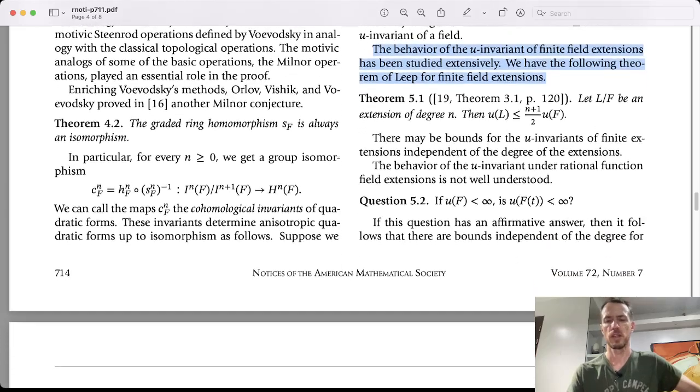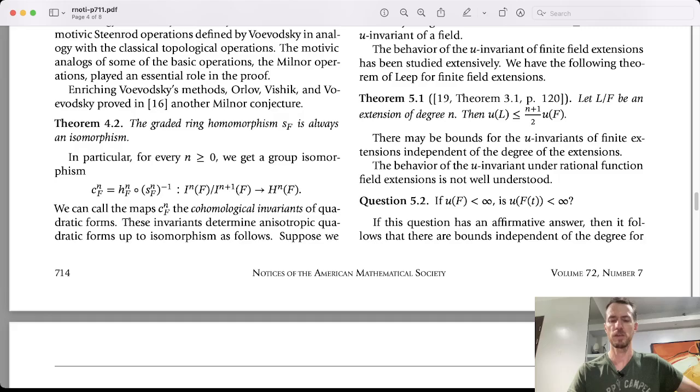Theorem. Let L over F be an extension of degree n. Then the u-invariant of L is less than or equal to (n+1)/2 times the u-invariant of F. There may be bounds for the u-invariants of finite extensions independent of the degrees of the extensions. The behavior of the u-invariant under rational function field extensions is not well understood.